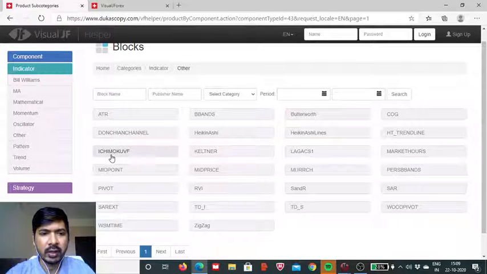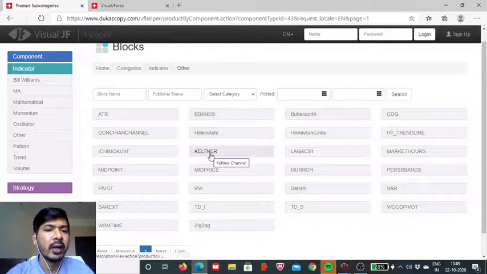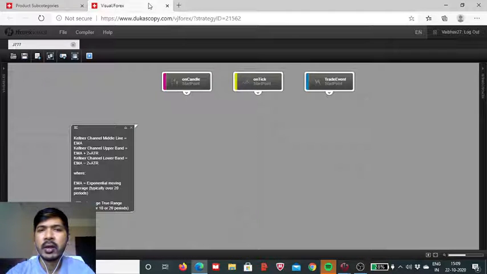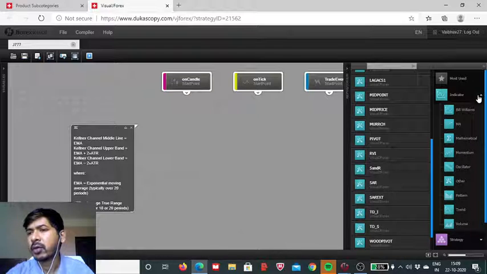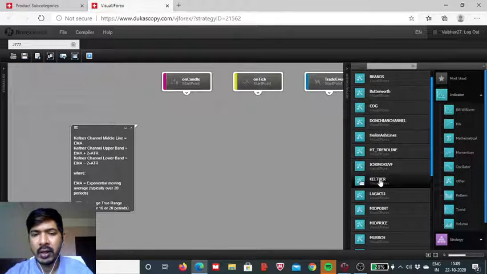Here it is. Yesterday we saw the Ichimoku VF. Now it's the turn of the Keltner channel. We will see the version which is based on the ATR. So this indicator is derived using the EMA and the ATR. Here it is.